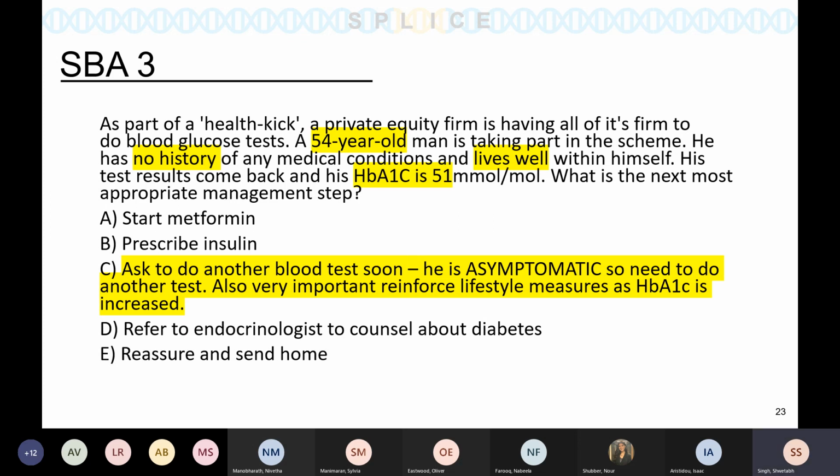HbA1c is 51, so that is above 48, which obviously is the threshold for thinking about diabetes diagnosis. But because he is well and has no symptoms, we want to do another test in the near future to see if it's just a one-off or if it's a change which is prolonged and progressive. So it's really important at this point to emphasize lifestyle measures such as diet, exercise, etc. So can we go on to the next slide, please?